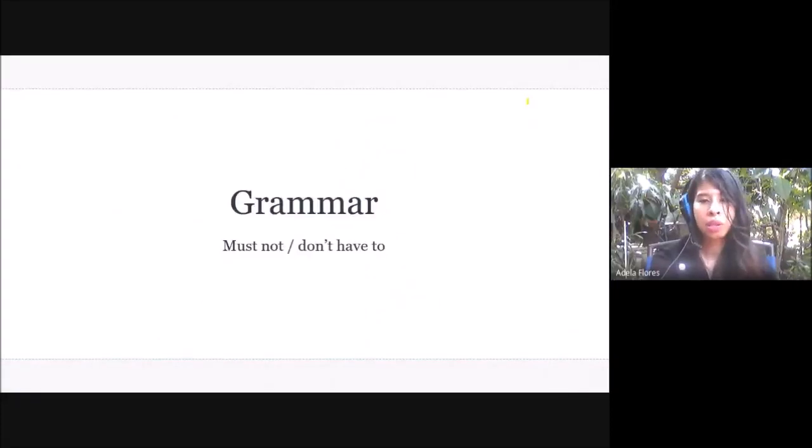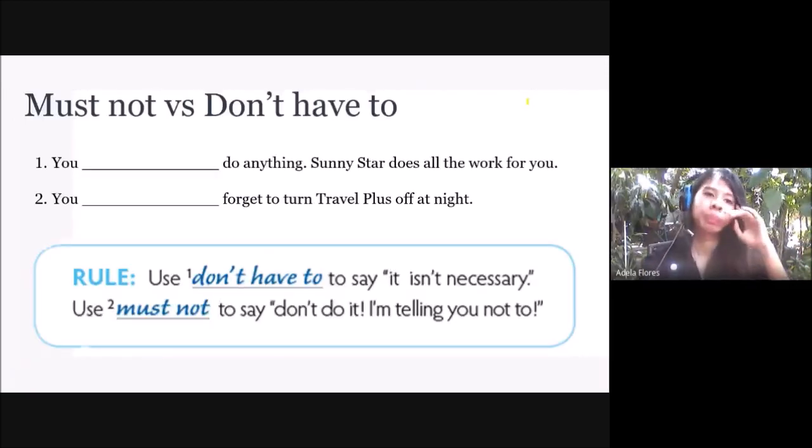Now, we're going to go to the grammar. As you may have noticed in the reading and in the exercise, we had don't have to, which is the grammar point we were checking previous class. But we are adding must not. Entonces vamos a ver cuál es la diferencia entre esos dos, entre decir must not y don't have to. Okay? So, there we go.